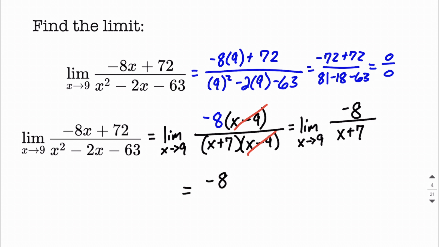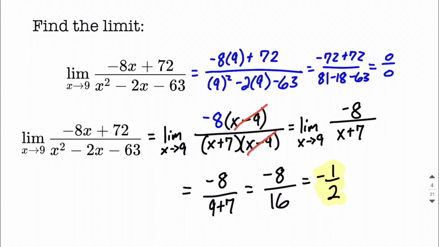So to do that, we simply replace the x in the denominator with a 9 and do a little bit of simplifying. So negative 8 over 16, since 9 plus 7 makes 16. In lowest terms, 8 over 16 makes 1/2. We'll bring that negative along as well. And that is our limit. All right, so those are the steps. Hopefully that helps out as you're working on evaluating limits of functions.